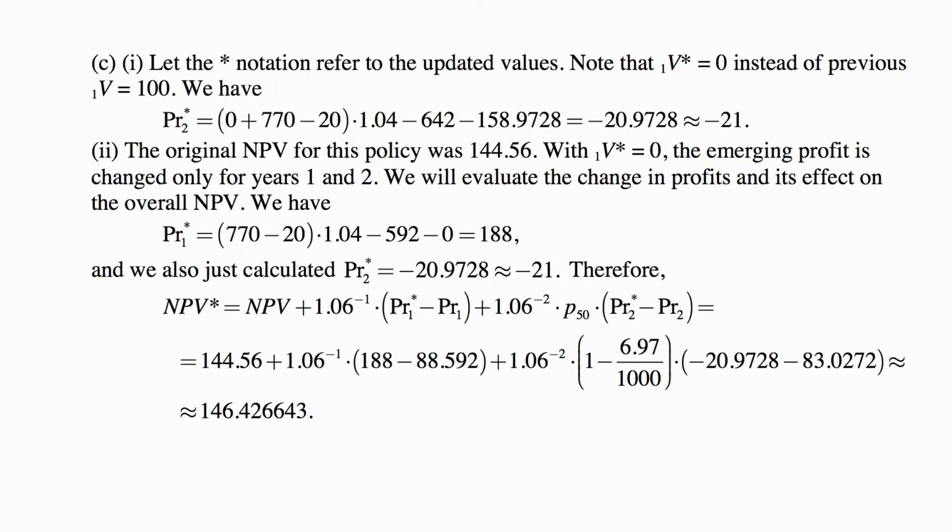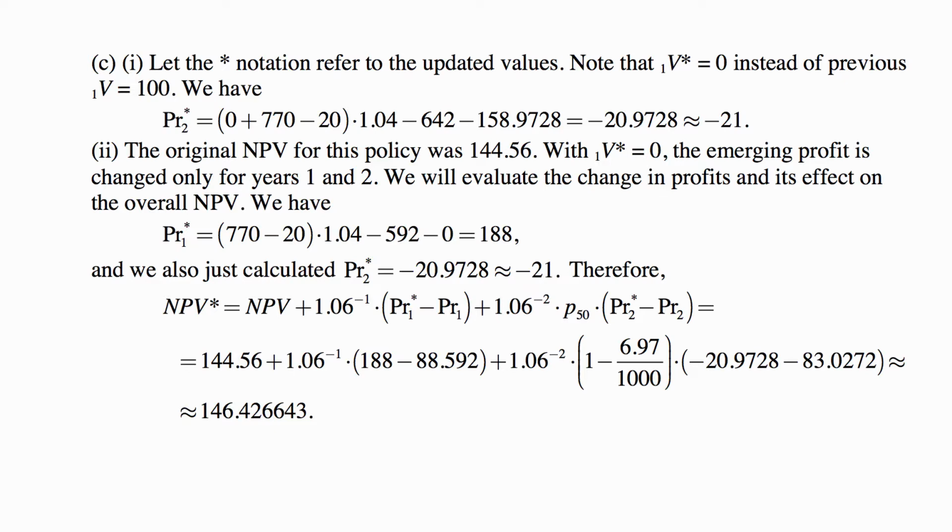Now we will use star notation when we refer to the updated values for Part C. So updated reserve at time 1 is 0 instead of previous 100. And profit in year 2 is that reserve of 0 plus 770 minus 20. So premium after expenses accumulated with interest. And we found the other values before, and we end up with negative 21 as expected for that profit. The original net present value for this policy was 144.56. That's given in the problem.